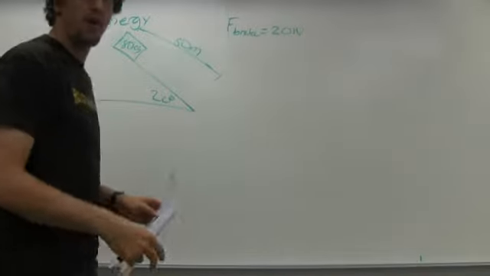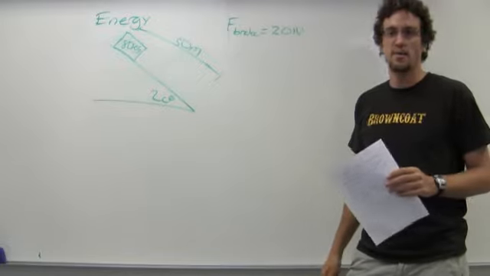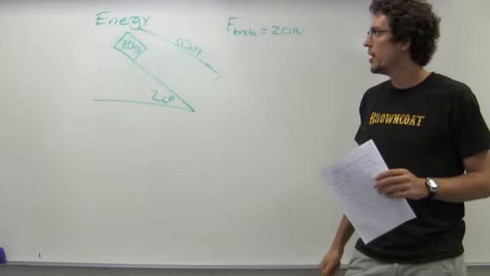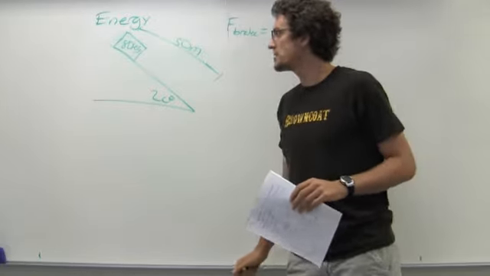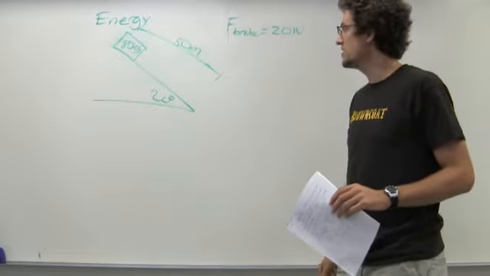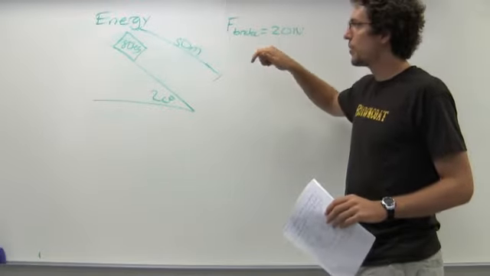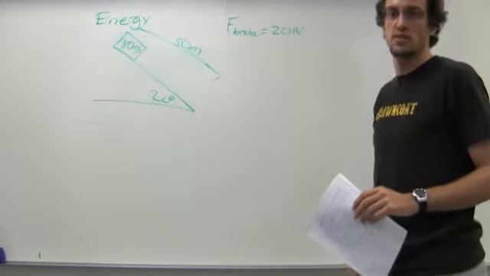Alright, what I have for you today, as you notice, is a work and energy problem combined. So we've got a sled, 80 kilograms, sliding down an incline. The incline is 20 degrees, and the total length of the incline is 50 meters. The braking force is 20 newtons.